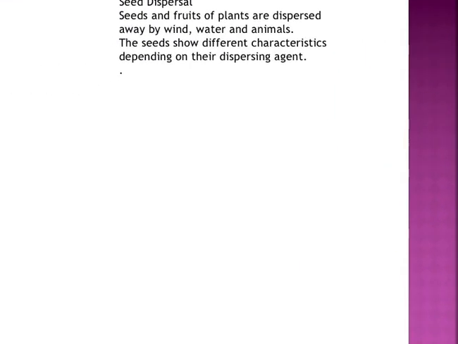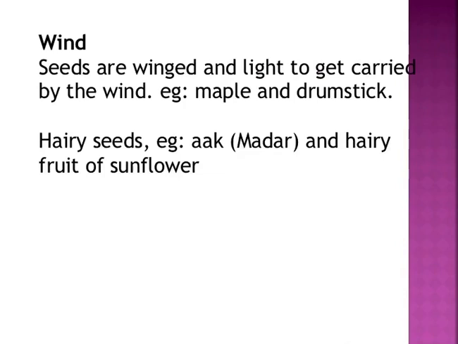Now, to prevent overcrowding, fruits and seeds get dispersed, and plants use different methods to achieve dispersal of seeds and fruits. Now there are dispersal agents. First is the means of dispersal. First is by wind. Seeds and fruits may be carried away by wind. They can also be carried away by water and animals. The first is wind, and there are different characteristics of the seeds and fruits that are carried away by wind.